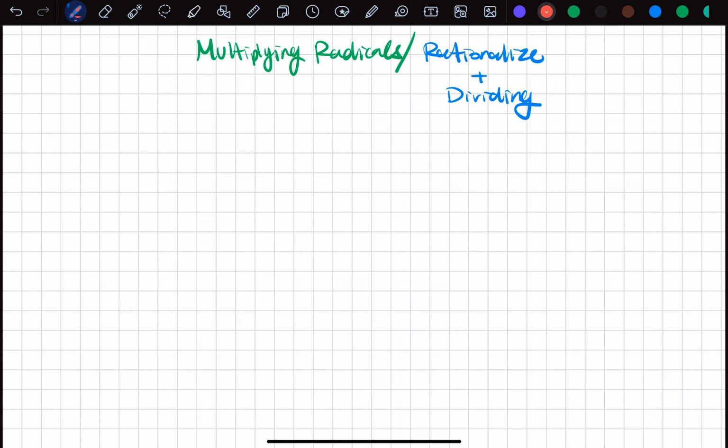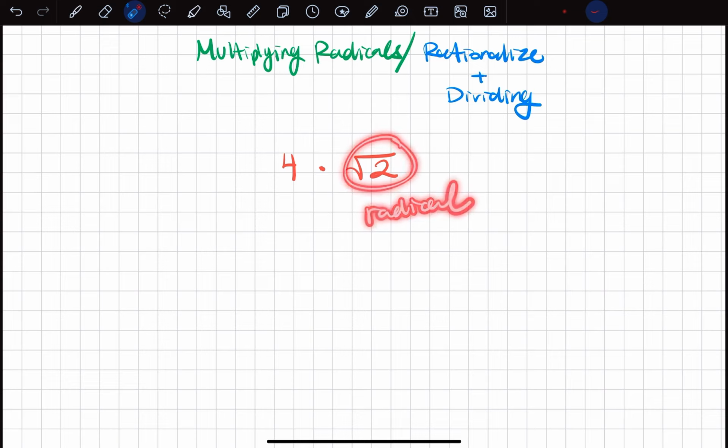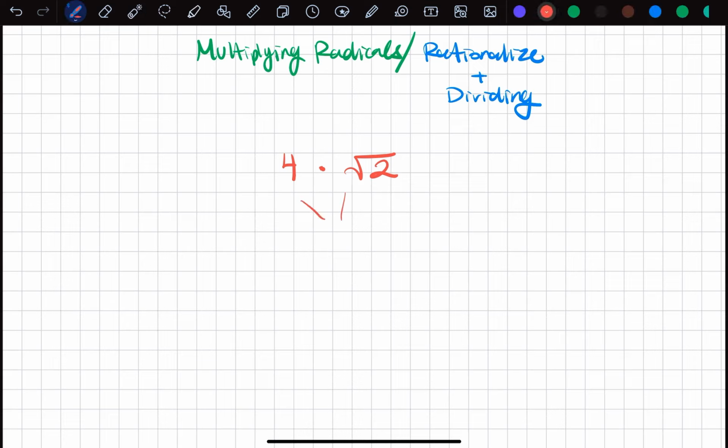So I guess a quick example, a really straightforward, simple one would be if you are given, say, 4 times root 2. And you should understand that this right here is a coefficient, and this is a radical. And so if one's a coefficient and it doesn't have that radical, and this one does, and you're being asked to multiply them, you cannot multiply these into each other. All you really end up doing is just grouping the two together, and that's as much as you can do.